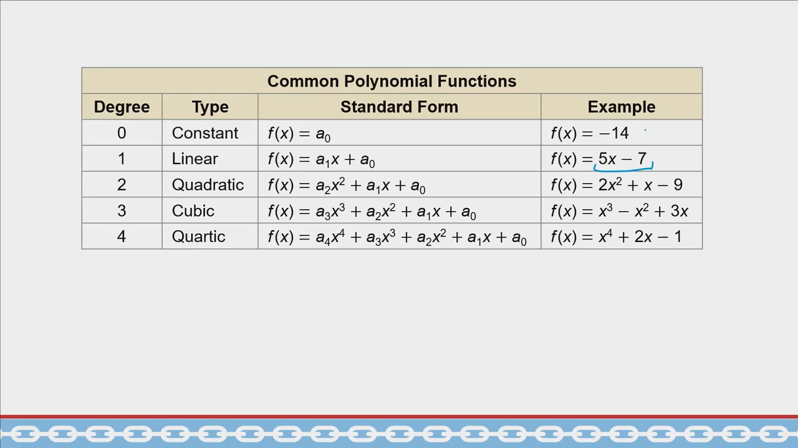We have quadratics. We have lots of experience with quadratics, right? That's a term to the second power plus a term with the x to the first power and then that constant. So here we see 2x squared plus x minus 9. It has those three terms that are all being added or subtracted. The exponents are in decreasing order: x squared, x, and then constant. We have cubic functions. Those would be of degree 3. And then quartic are degree 4.